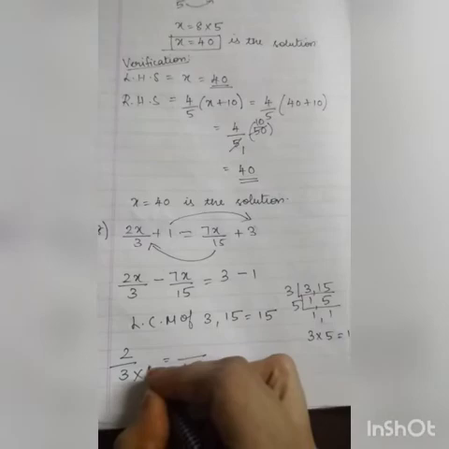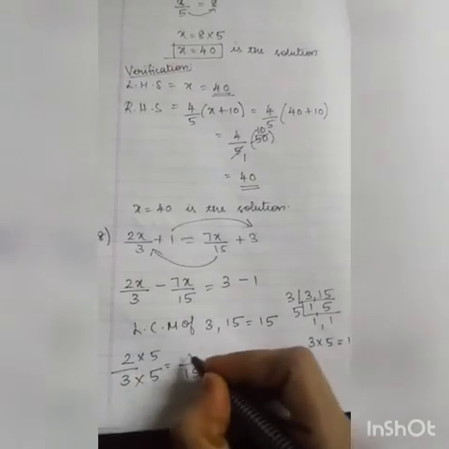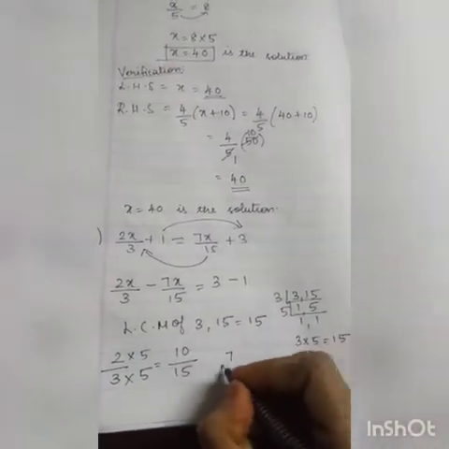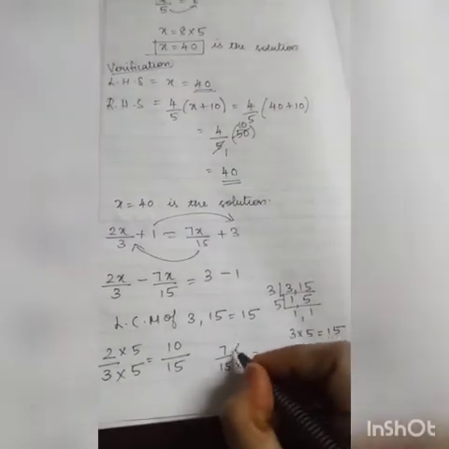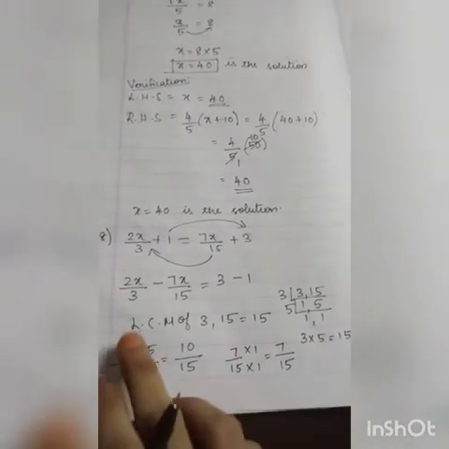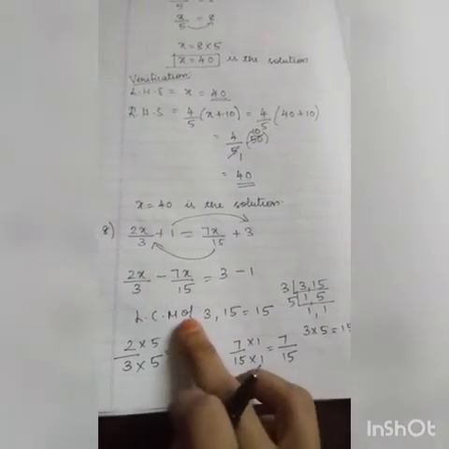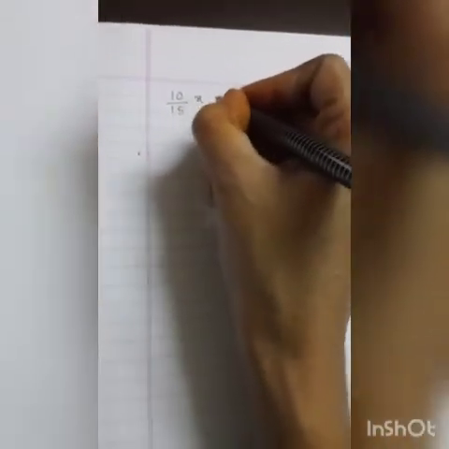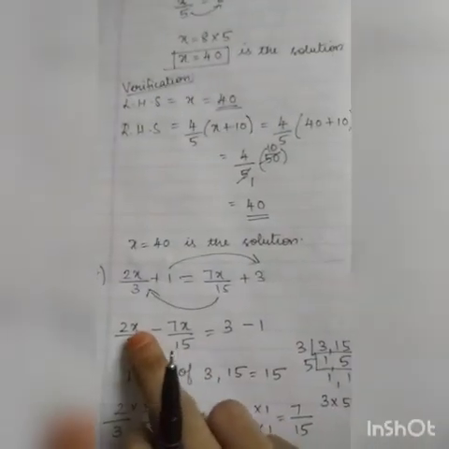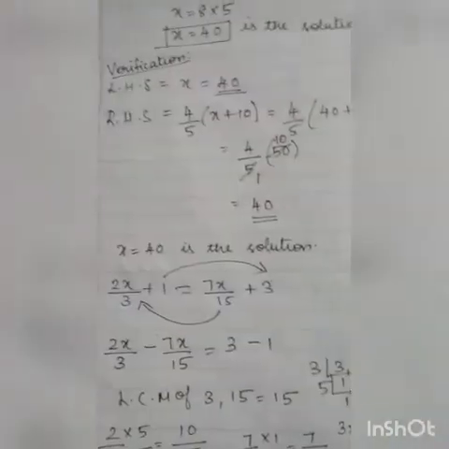Now, shall I convert this 2 by 3 in terms of 15? Yes, 3 5s are 15, 2 5s are 10. Now, 7 by 15, I want in terms of 15. So, 15 1s are 15, 7 1s are 7. So, instead of 2 by 3, I have made 10 by 15. Instead of 7 by 15, I have made 7 by 15. Now shall I write 10 by 15x minus 7 by 15x equal to 3 minus 1, 2.